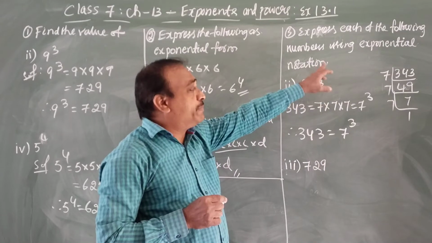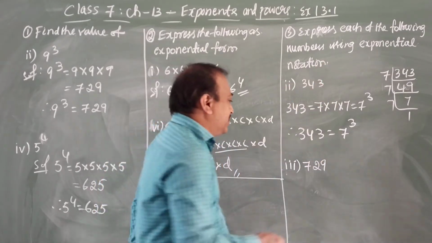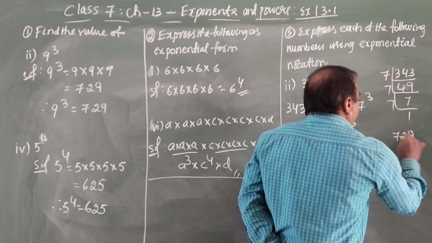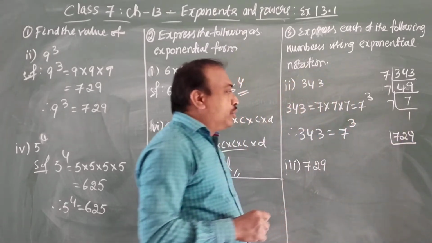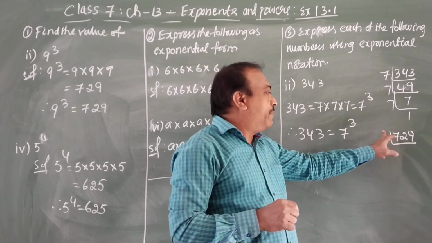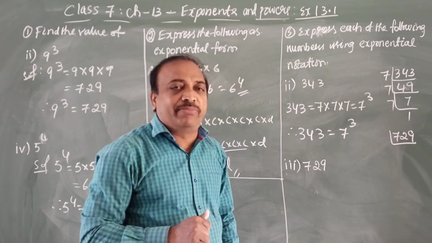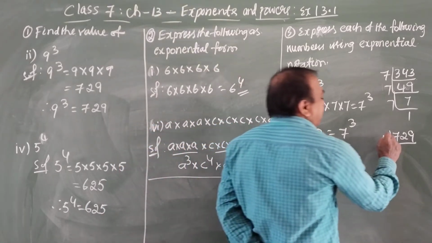729 we need to express in exponential notation. Now you see, 729. Is it divisible by 2? It's not divisible. For 3: 7 plus 2 is 9, 9 plus 9 is 18. So 18 is divisible by 3. So we go to the divisibility of 3.